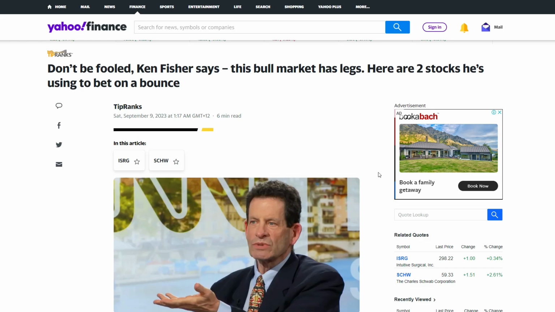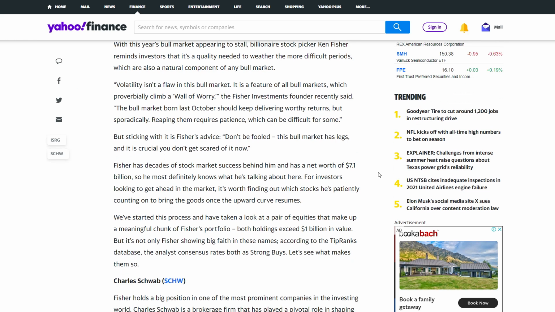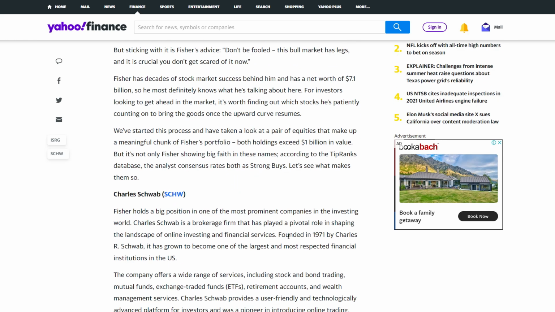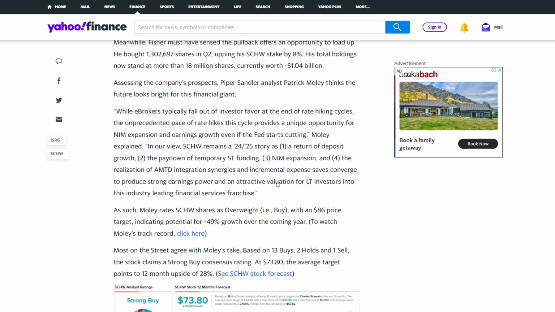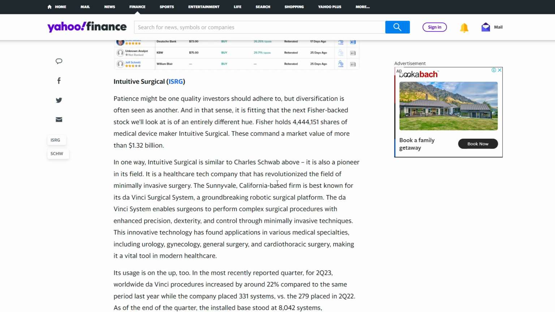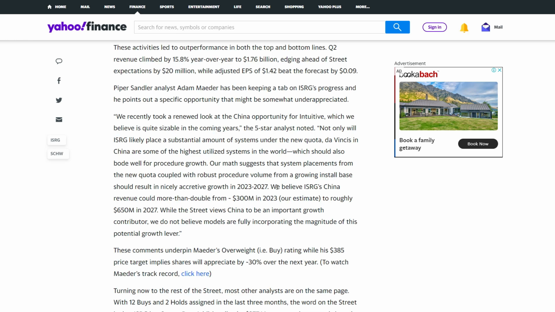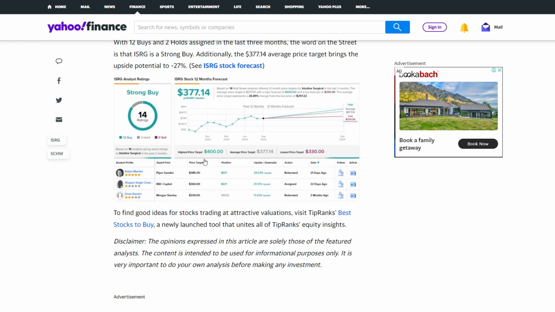We've also got noted investor out there, Ken Fisher, saying don't be fooled, this bull market has legs. And 2 stocks he's using to bet on a bounce is Charles Schwab, in which he holds a big position. And that had been beaten down after the regional banking crisis in March and did get pretty cheap. And the second one he's betting on is Intuitive Surgical. And he's saying the opportunity that company has in China is significant and also holds a large position in the stock.